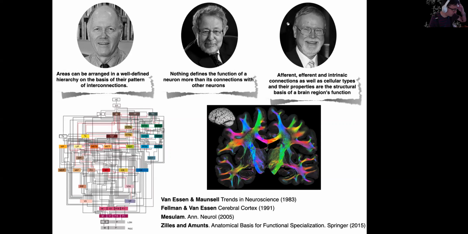On the left, you have circuits that were drawn by David Van Essen in the 80s. And on the right, you have this fantastic method, polarized light imaging, that allows you to see the brain connections at a microscopic resolution. So that's great. So why don't we have an atlas of functional brain regions based on their connections? Why is it not available? Well, because those connections are not easy to assess in the living human brain.